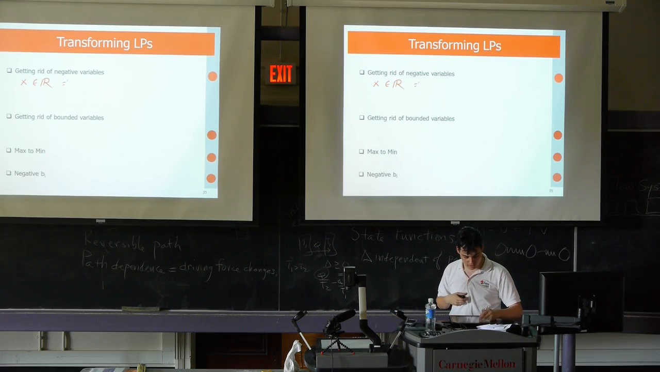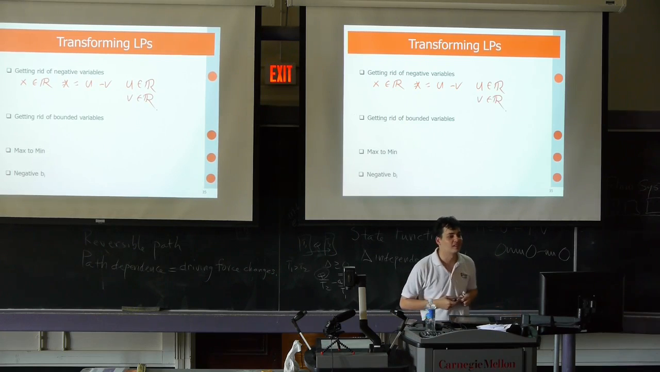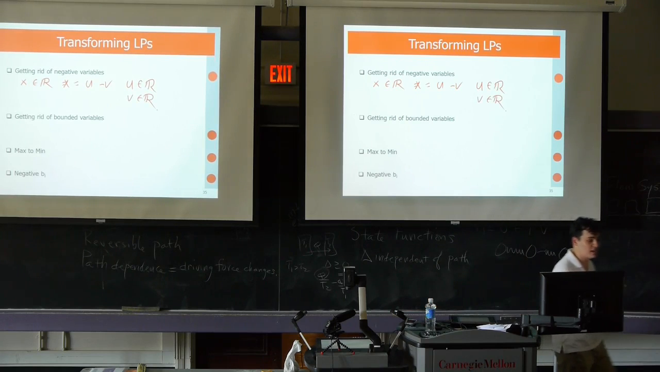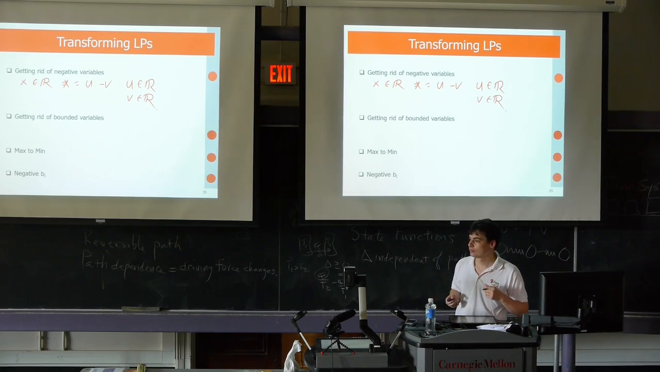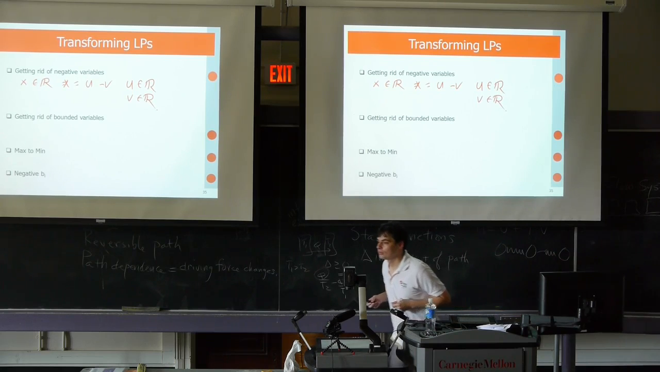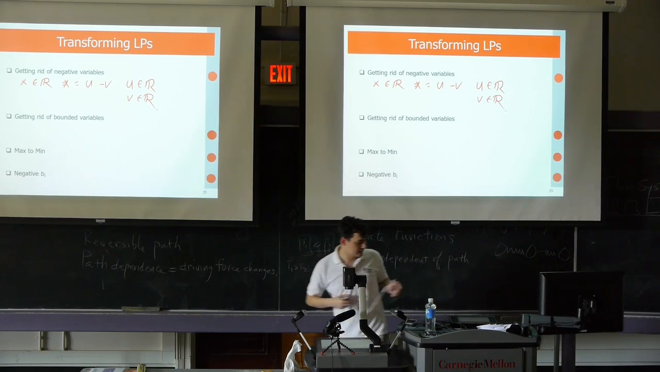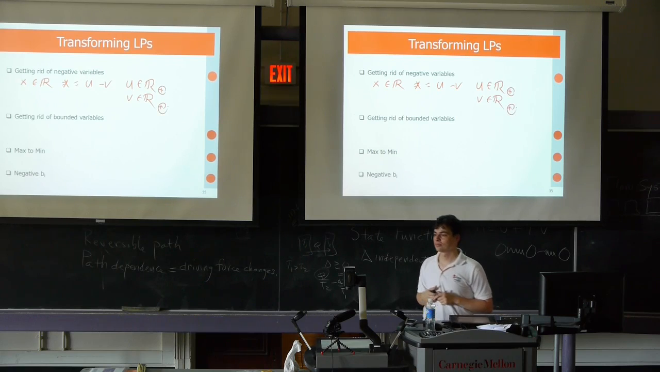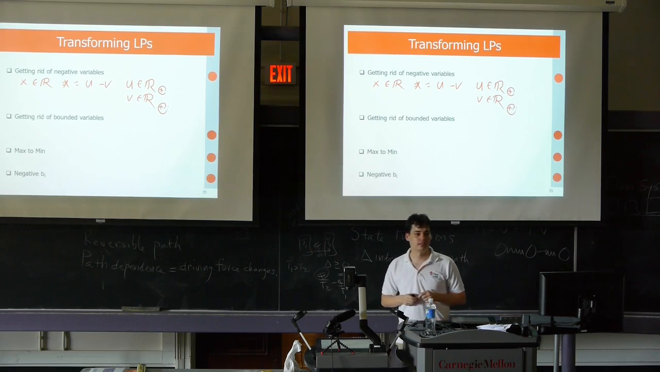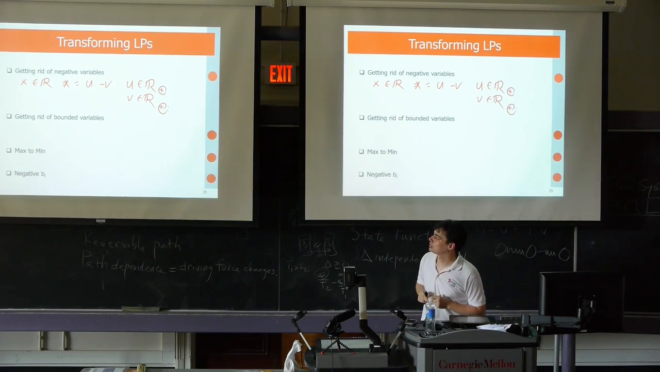Yeah, so that's simpler. Let me just write that x is u minus v, where u and v are non-negative. I just didn't want to say absolute value. Yes, exactly. Good point. Yeah, that was the goal, right?